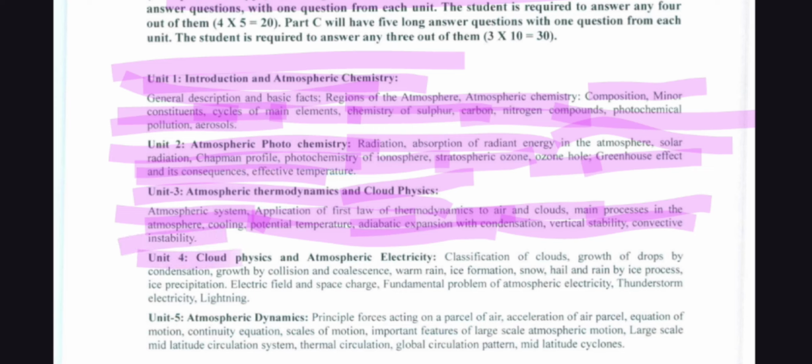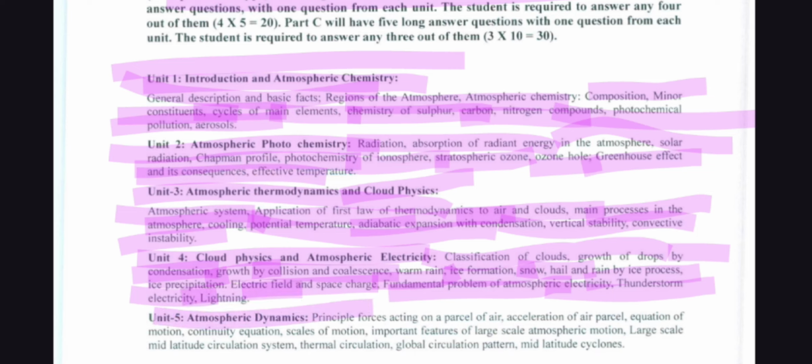So unit 4, cloud physics and atmospheric electricity: classification of cloud, growth of drop by condensation, growth by collision and collection, warm rain, ice formation, snow, hail and rain by ice process, ice precipitation, electric field and space charge, fundamental problems of atmospheric electricity and thunderstorm, electricity, lightning.